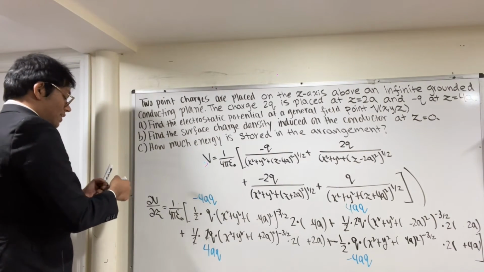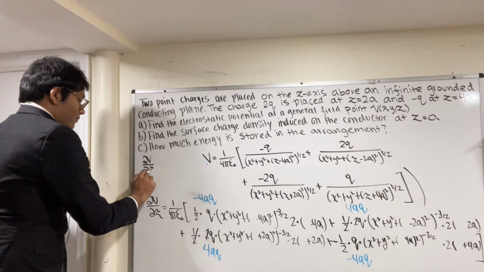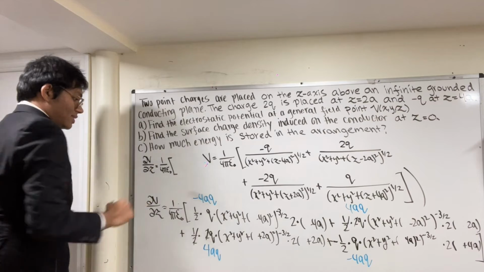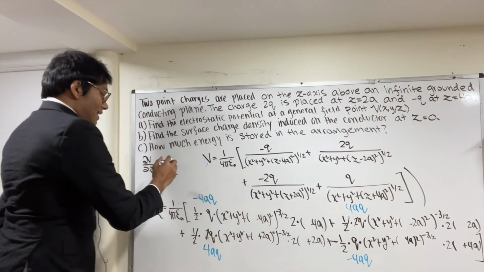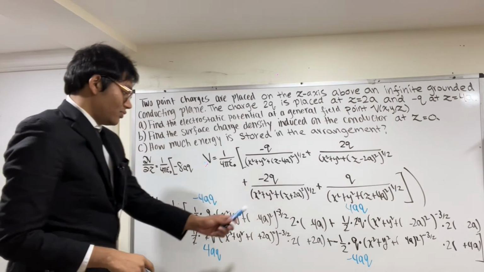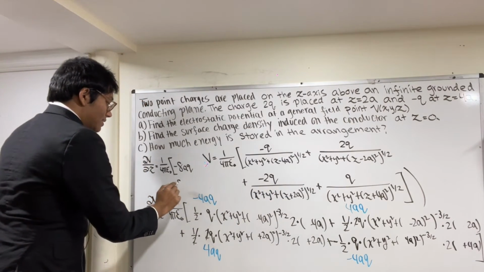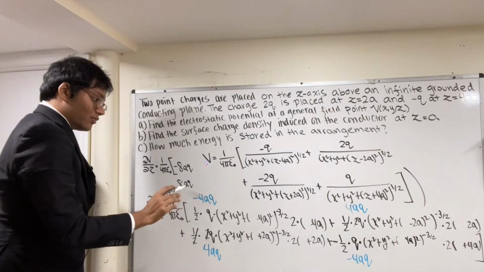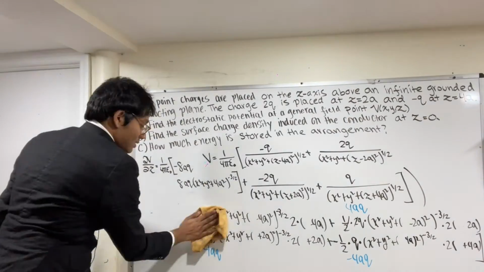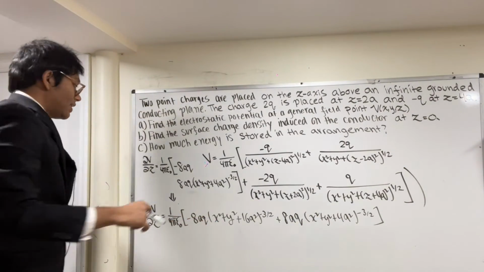So what we're going to have in the end is partial v partial z is equal to 1 over 4 pi epsilon naught times minus 8aq, after we added up the like terms, associated with 16a squared, and plus 8aq associated with 4a squared. So I've written it down right here.